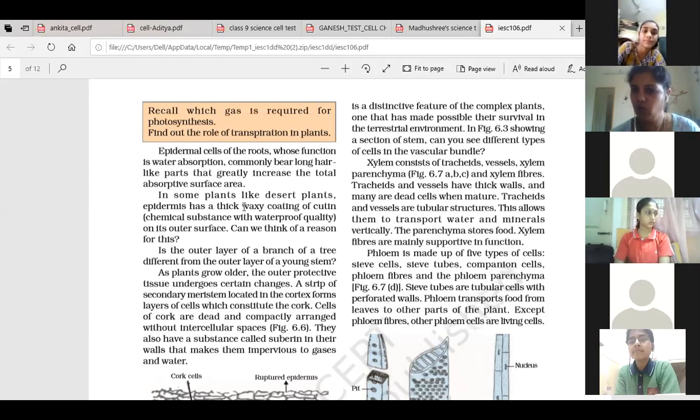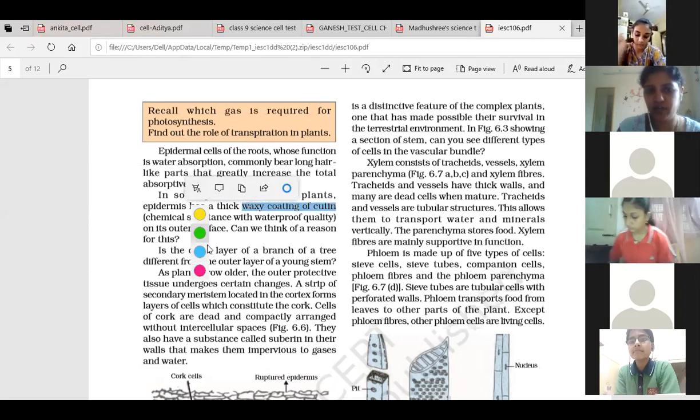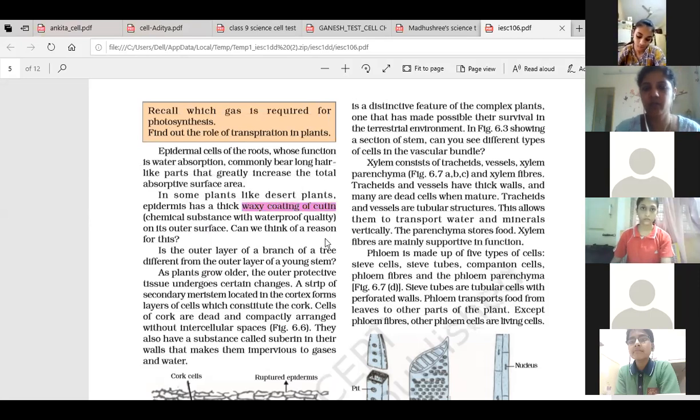One modification is the outer double covering, the thick waxy layer of cutin. This word you have to remember: waxy coating of cutin. What is cutin? Cutin is a chemical substance with waterproof quality. It will not allow the water inside to move out of it.